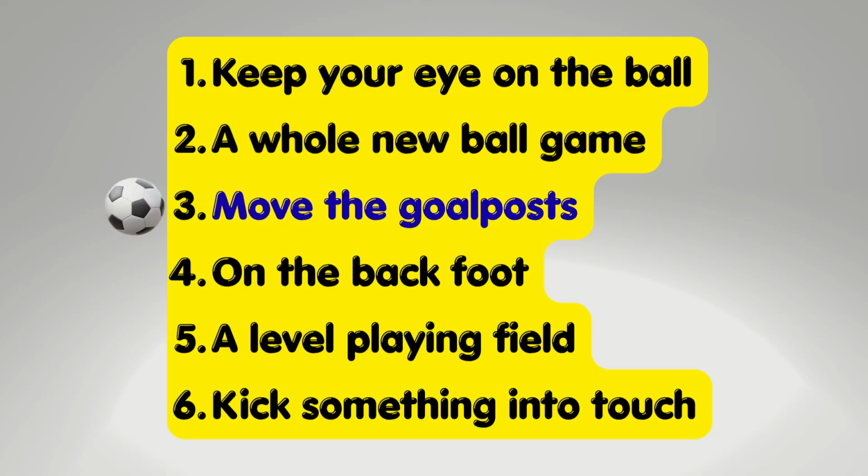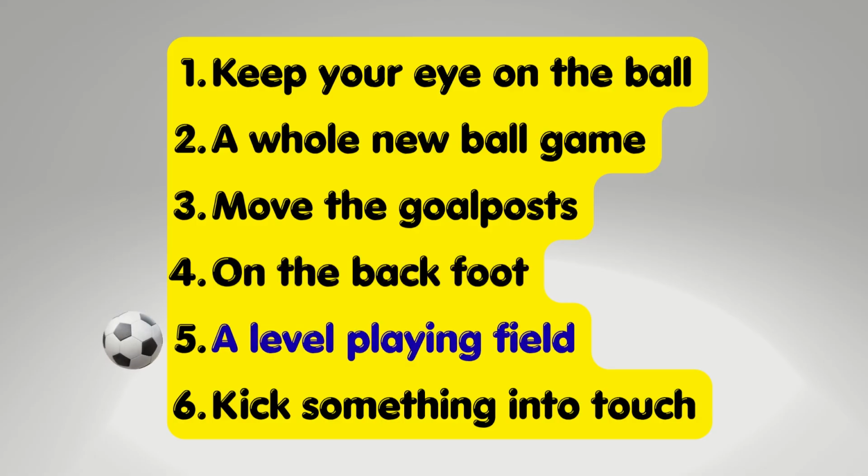Number 3, move the goalposts. When someone changes the rules or expectations midway through something. This is very useful in professional English. Here's an example. They moved the goalposts. We delivered everything they asked for, and now they want more. Number 4, on the back foot. To be in a defensive or disadvantaged position. Here's a sentence. After the first question, I was on the back foot for the whole interview.